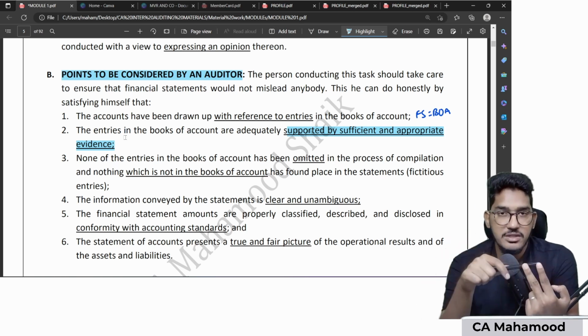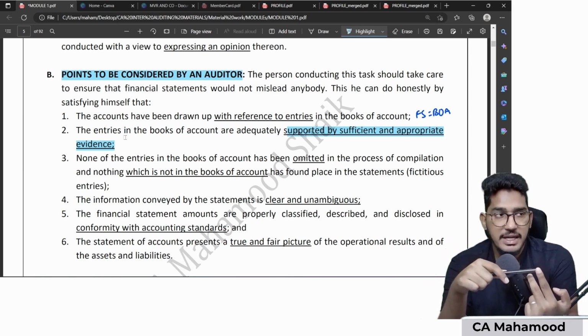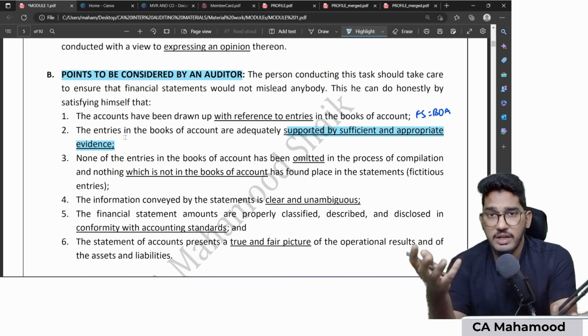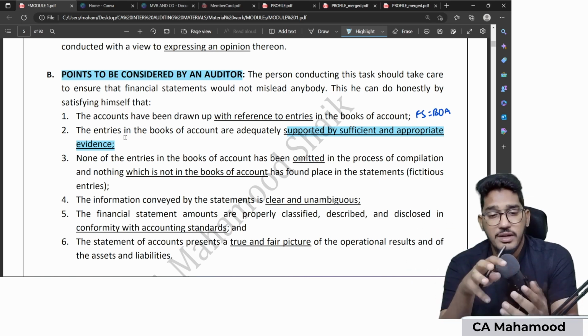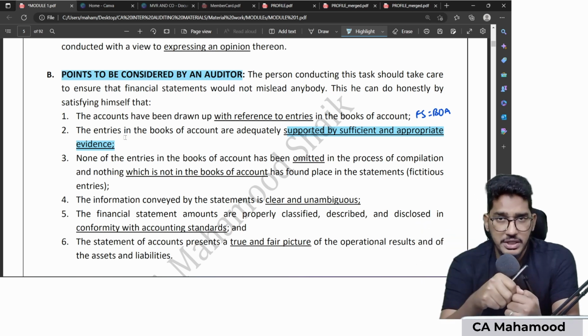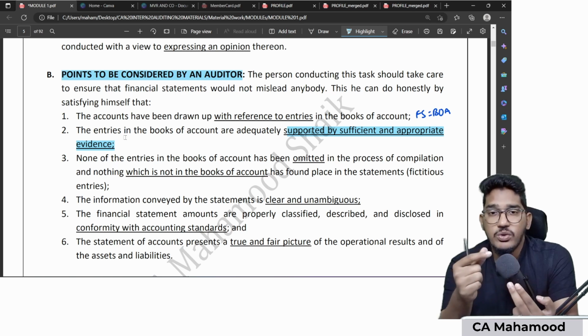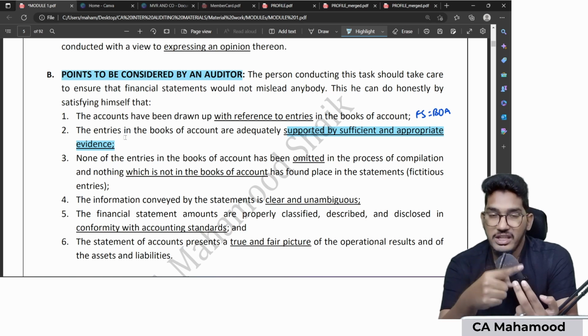First thing I need to check, financial statements should match with books of accounts. Second thing, whatever entries in the books of accounts are there, they should not be just written out of thin air. Entries in the books of accounts should have sufficient and appropriate audit evidence. Like if I have seen a purchase journal entry in the books of accounts, I need to have a supporting document like a bill or invoice.